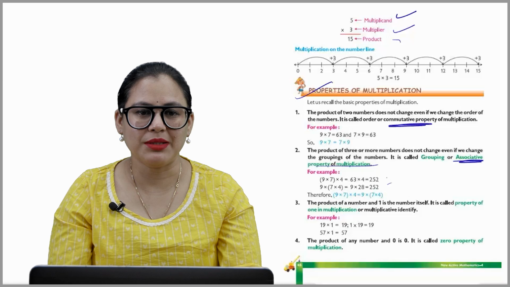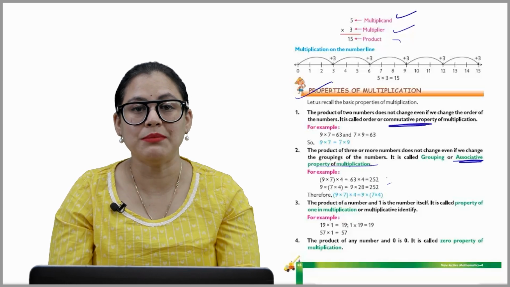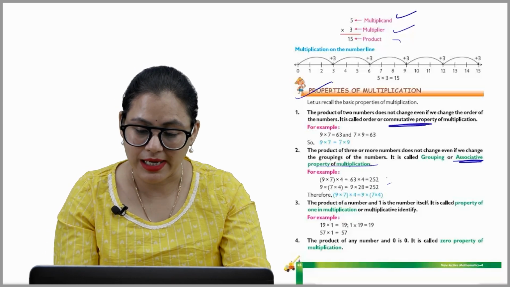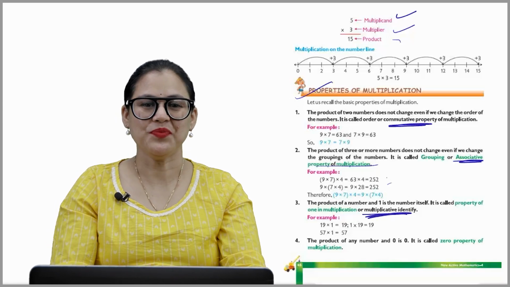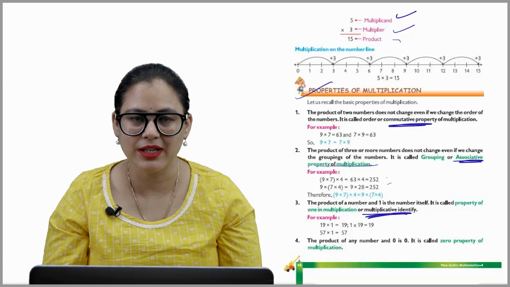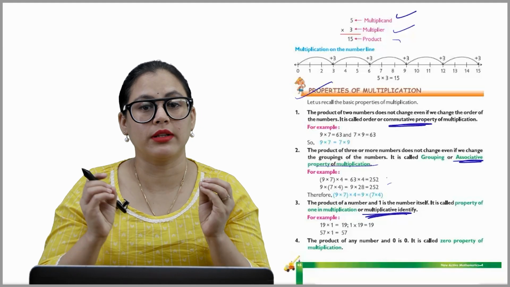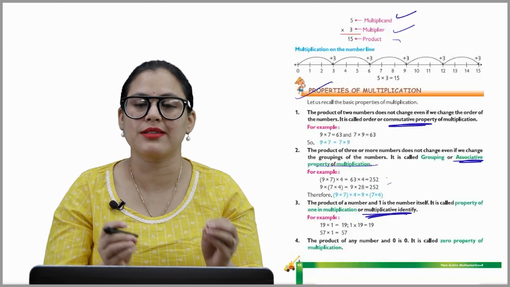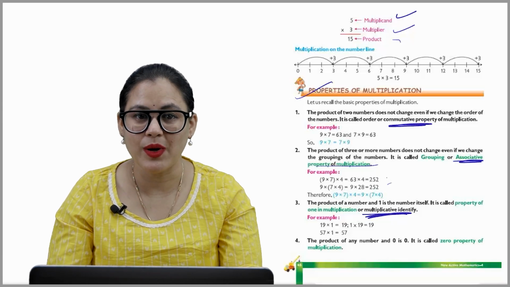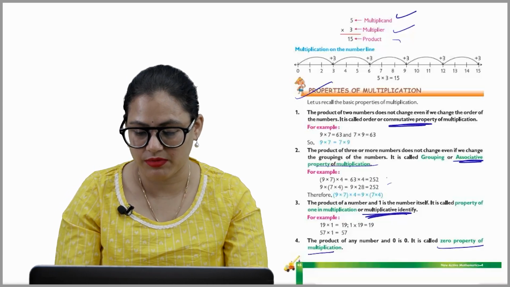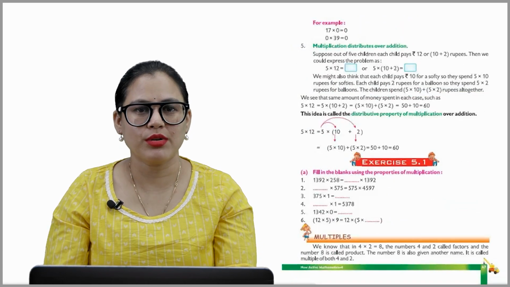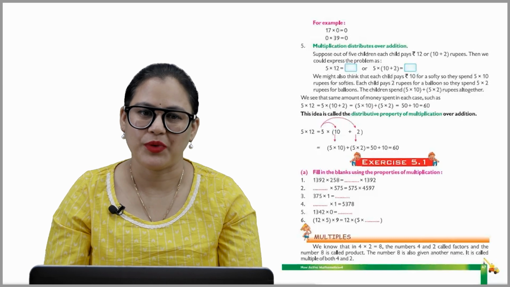Number 3, the product of a number and 1 is the number itself. It is called the property of 1 in multiplication or multiplicative identity. For example, 19 into 1 is equal to 19. 1 into 19 is equal to 19. So whenever we multiply any number with 1, the product is the number itself, right? Number 4, the product of any number and 0 is 0. It is called the zero property of multiplication. No matter how big the number is, the product of a number with 0 is always 0, right?